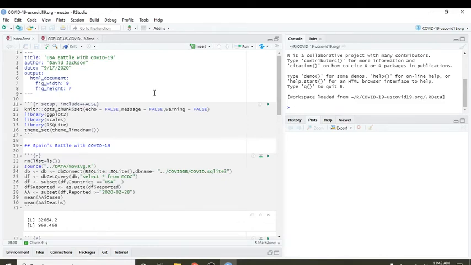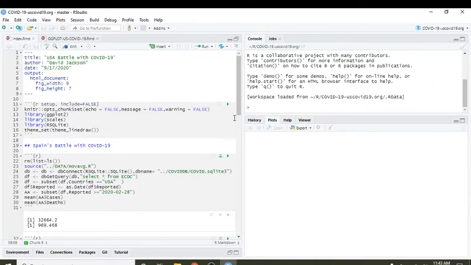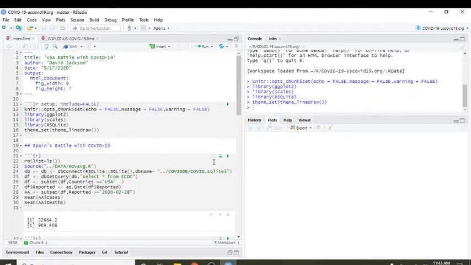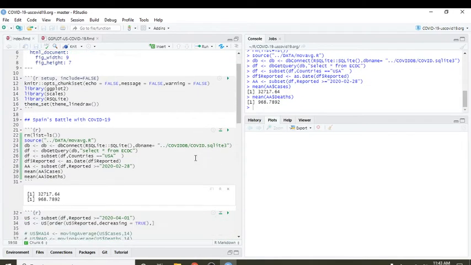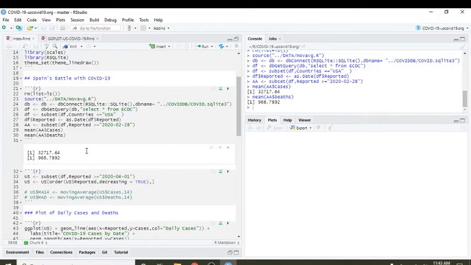It's time for me to do the daily COVID-19 report for the U.S. So let's go ahead and load some libraries. Load some data. And as you can see, the deaths are 968.